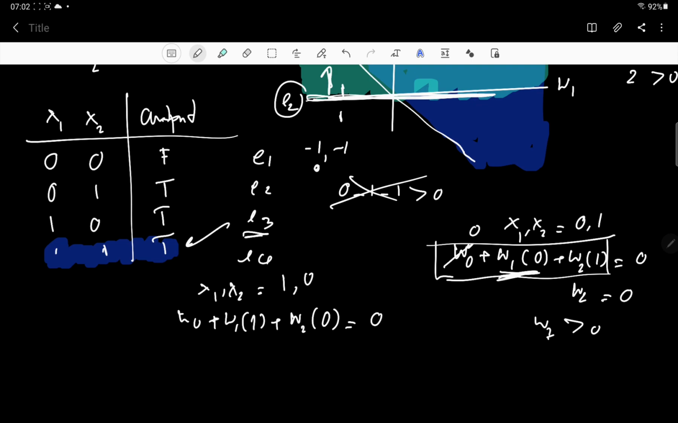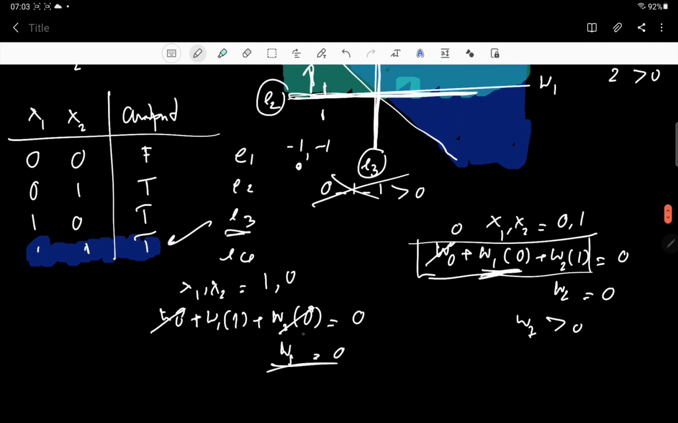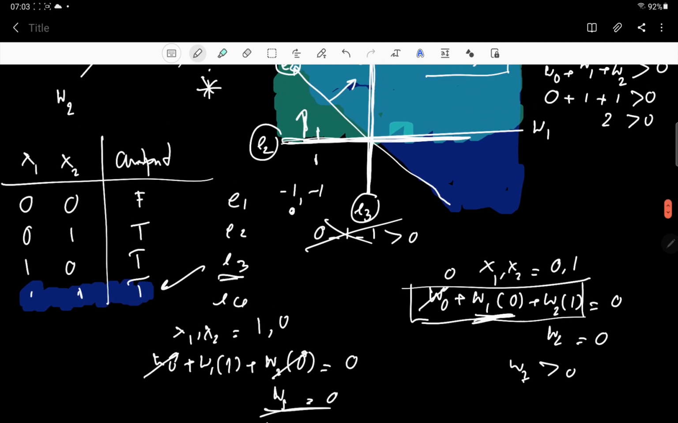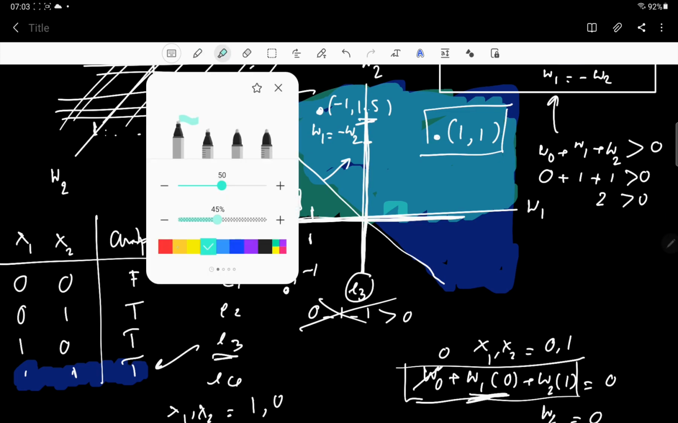But if you need to find the line, you have to use equal. So this one is 0, of course, and this one is 0. So you have W1 is equal to 0. So your line will be W1 is 0. I'm going to make it thicker here. So this one is E3. But you need W1 to be greater than 0 to make E3 positive. So the last one is this part.